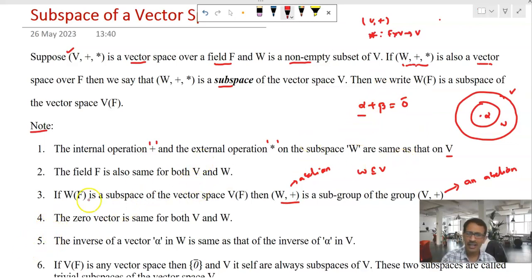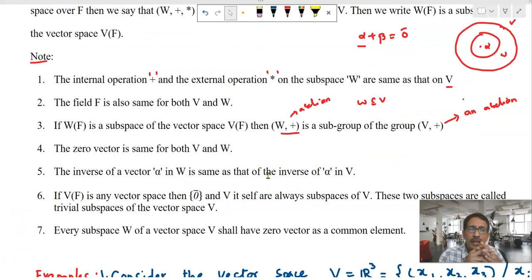These are already there in group theory also. Do you remember when we talk about subgroups or subrings, there are two trivial subgroups? What are they? The singleton identity, and the group itself.